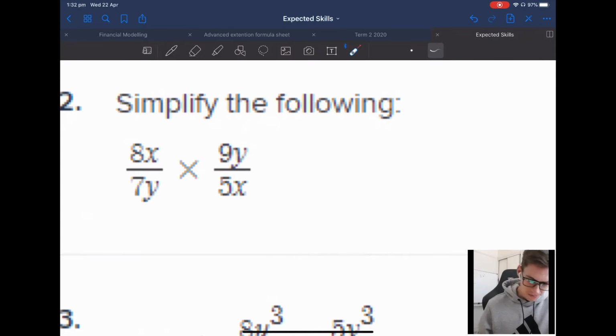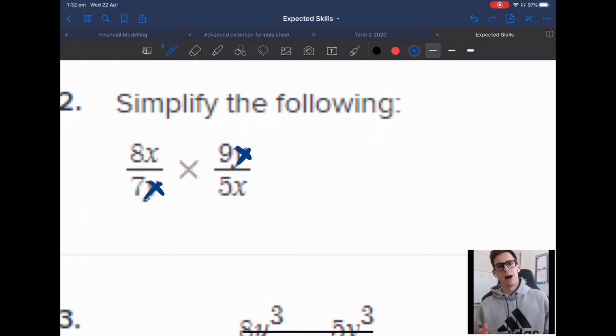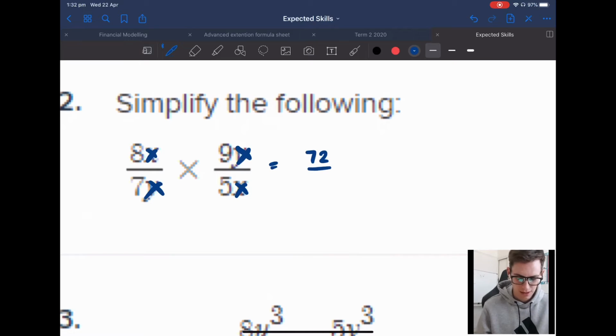Okay, so you could notice that this y is going to cancel with that y, and this x is going to cancel with that x, because they're all going to end up over each other when we multiply. Now it's all just numbers. You could get 8 times 9, which is going to be 72, I think. Oh, it's been a while since I've done maths, over 35, and that would be your answer.